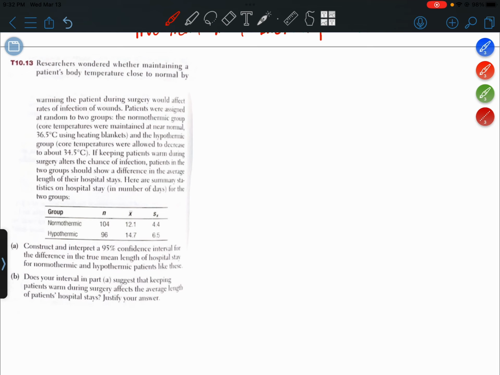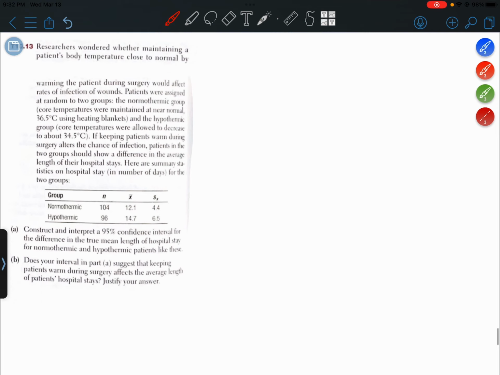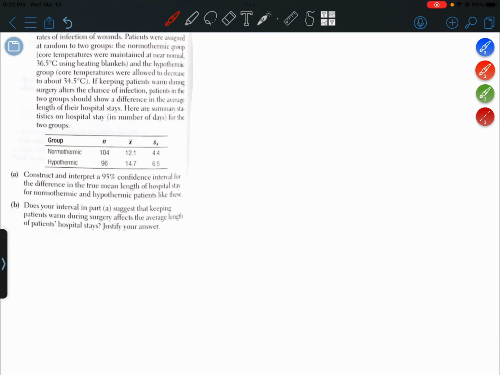If keeping patients warm during surgery alters the chance of infection, patients in the two groups should show a difference in the average length of their hospital stays. Here are summary statistics on hospital stay, measured in number of days, for the two groups. Okay, so normothermic, that's going to be group number 1, just because it's the first row. Hypothermic will be group number 2.